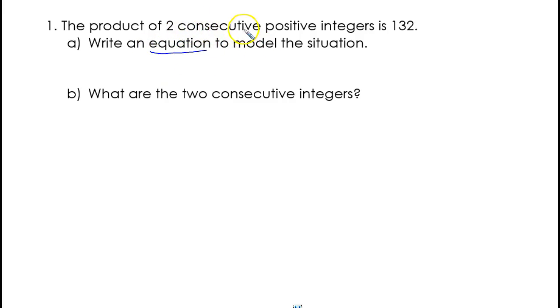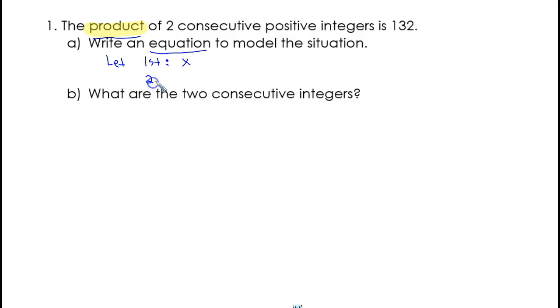And two consecutive means that they are in order. So like 5 and 6 are consecutive because 6 comes right after 5, and 7 would be the next consecutive number, and then 8. So we're looking for two consecutive numbers that multiply, because the word product means to multiply, doesn't it? So we're looking for two numbers that are consecutive that multiply to give us 132. So some of you may be doing factors of 132 to try to figure this out, but we need an equation. So let's let the first consecutive number be a variable called x.